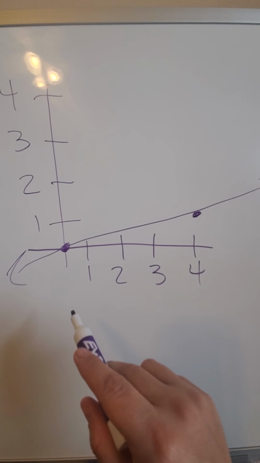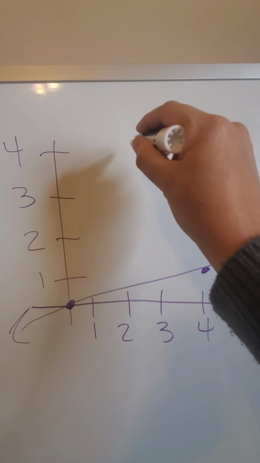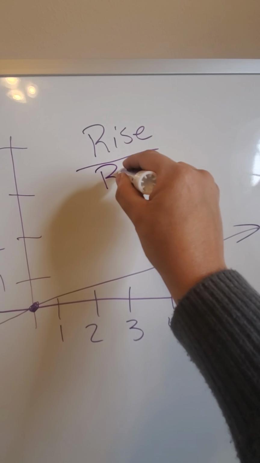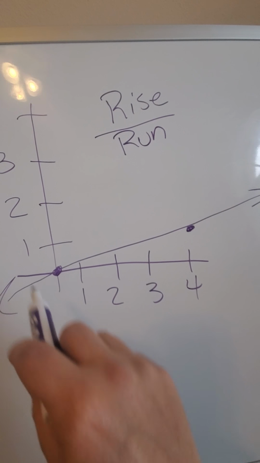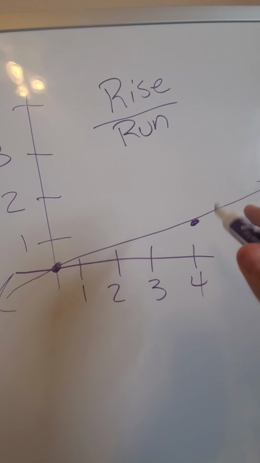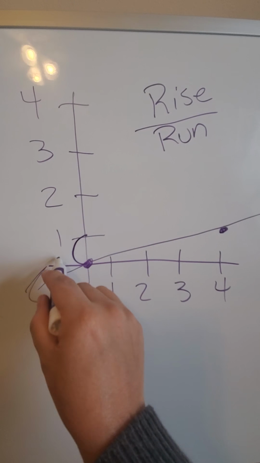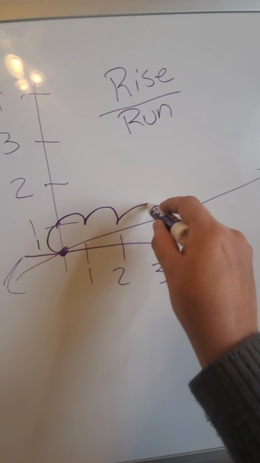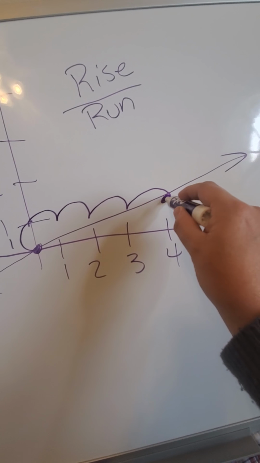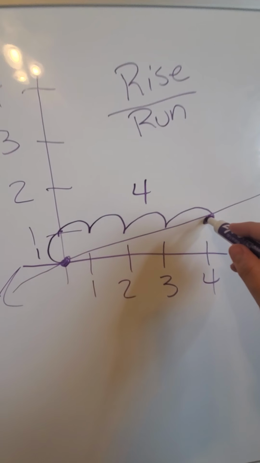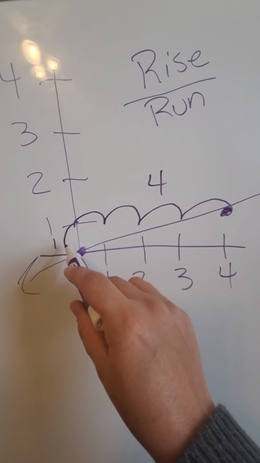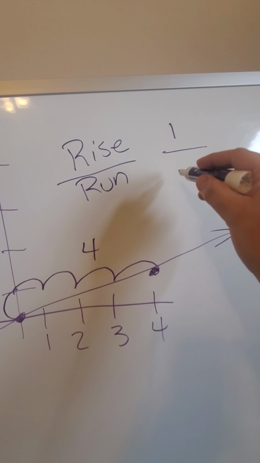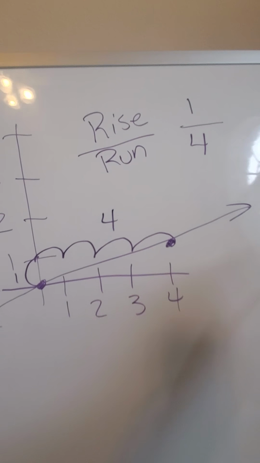Slope is actually just rise over run. So I want to know how far up and how far over. If I look, I'm going up 1, and then I'm going over 1, 2, 3, 4 before I hit my point again. So my slope would be rise 1 over run 4. So my slope would be 1/4.